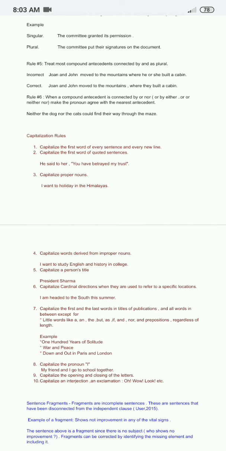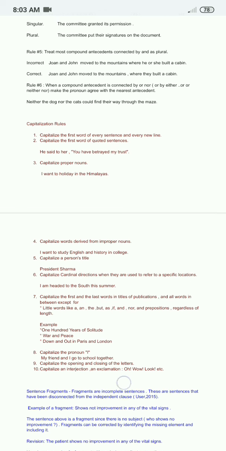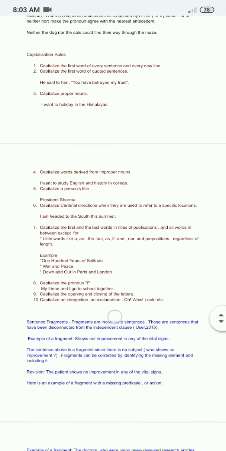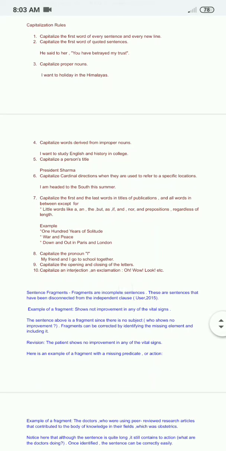Rule number 6: when a compound antecedent is connected by or, nor, or by either-or, neither-nor, make the pronoun agree with the nearest antecedent. Example: Neither the dog nor the cats could find their way through the maze. And now, let's proceed to the next topic, which is all about capitalization rules.